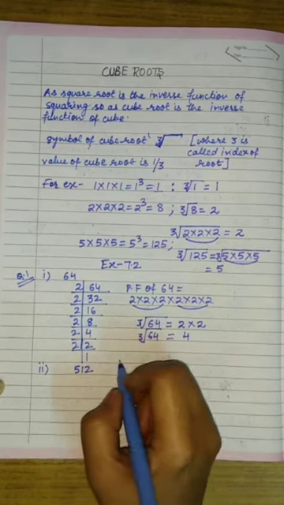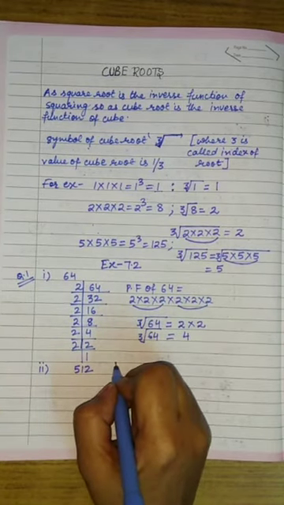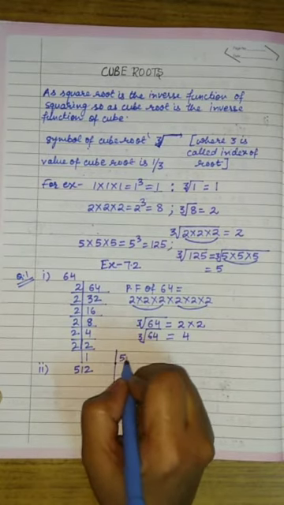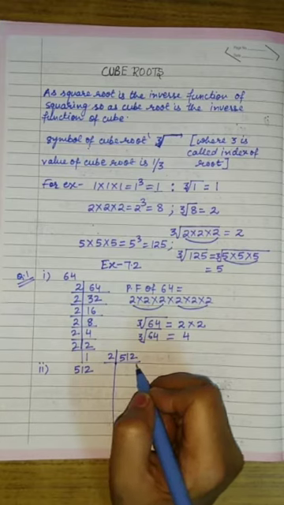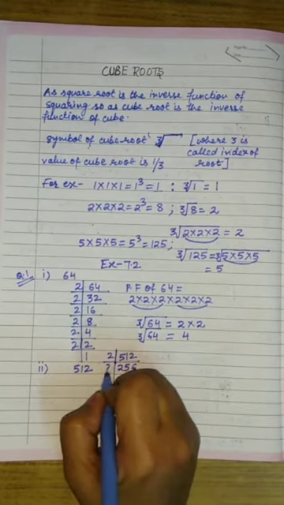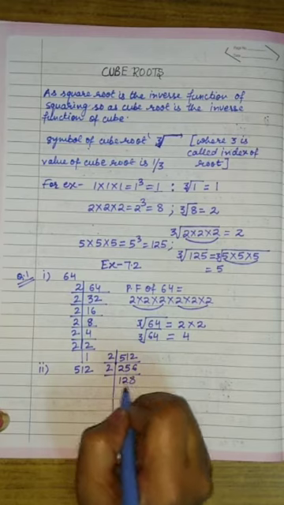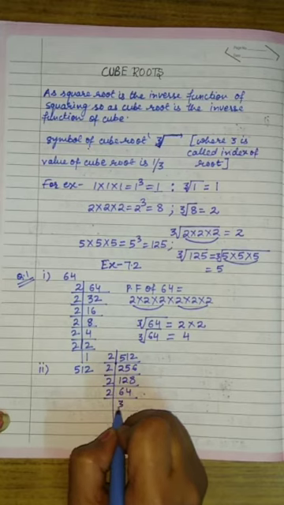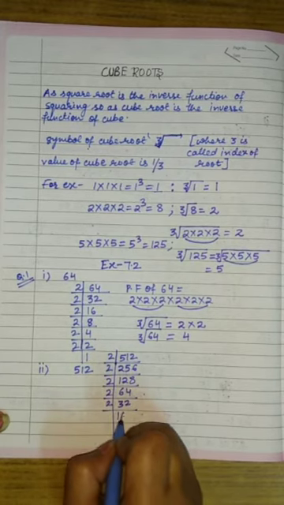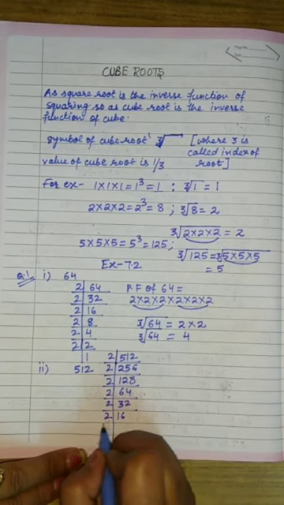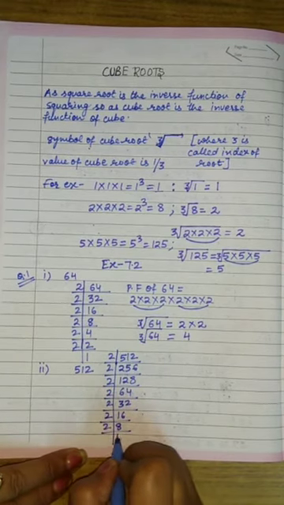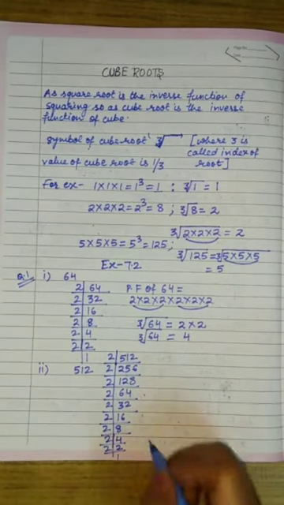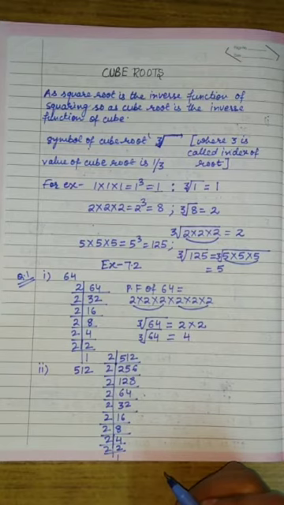When I find the prime factors of 512, I will divide it by 2. I got 256. Then again by 2, 128. Again by 2, 64. Again by 2, 32. Again by 2, 16. Again by 2, 8. Again by 2, 4. Again by 2. So I got the prime factors of 512.